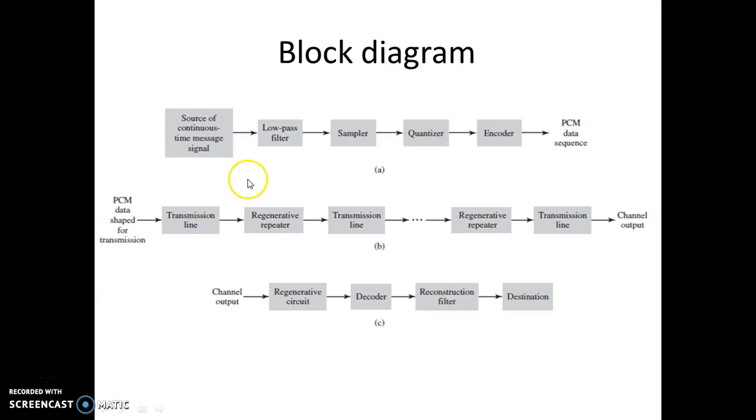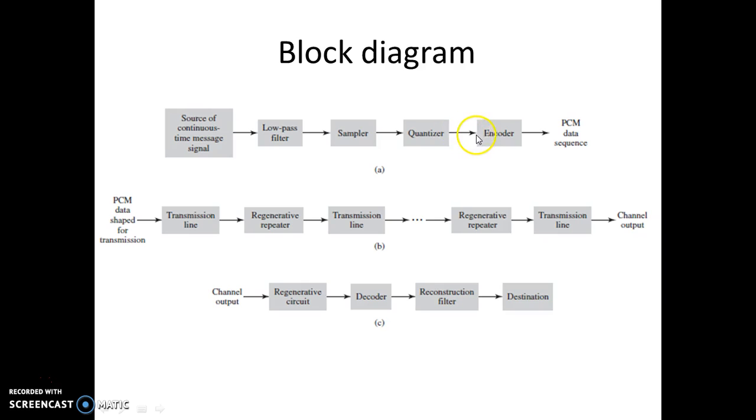First, we have a source of continuous time message signal which is passed through a low pass filter. What is the purpose of passing through a low pass filter? We need to have a band limited signal. Then we sample it, we make it discrete in time, and then these discrete in time signals are quantized in order to make them digital in nature.